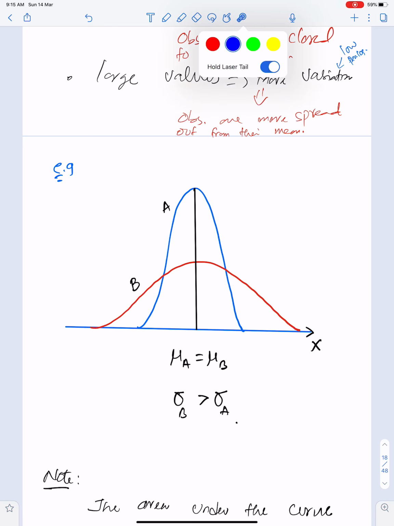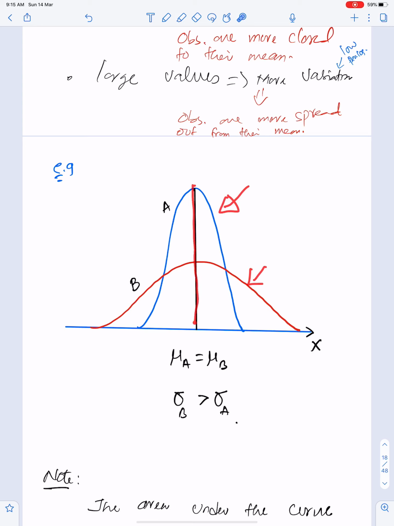See, in this curve A, this has a high peak. This means the standard deviation of this curve is less than the standard deviation of this curve. This means low variation, less variation, and this means more variation. Although their means are the same, the standard deviation of B is greater than the standard deviation of A. That means more variation in B than in A. That's why we have a low peak here and a high peak here.